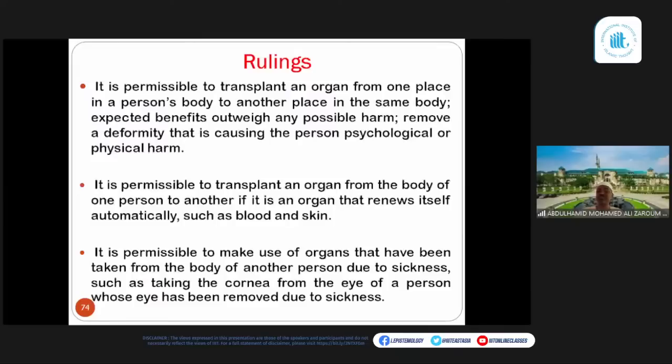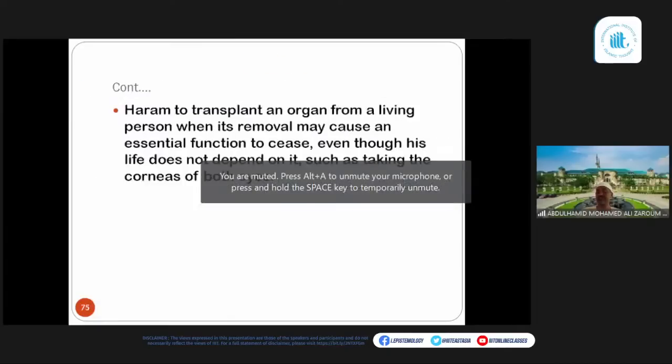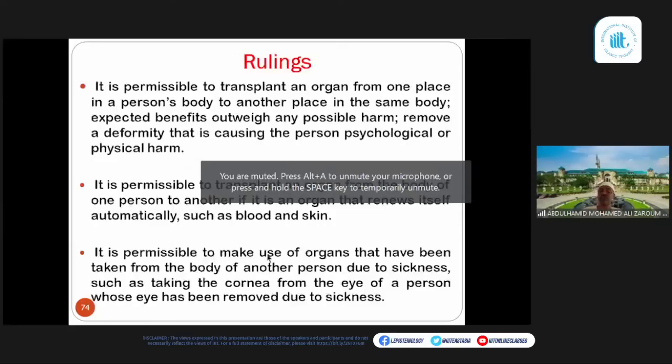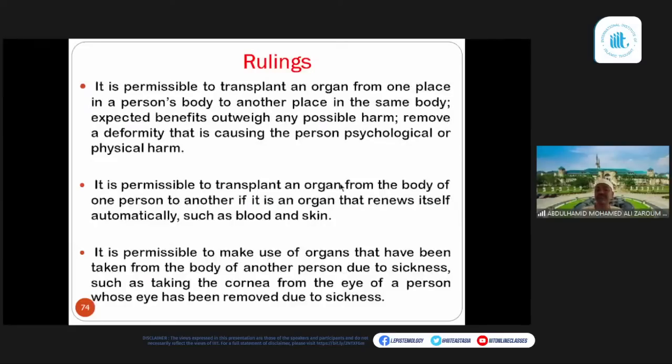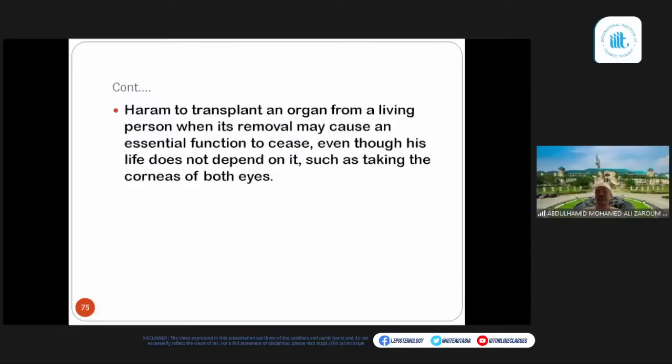It is permissible also in Islam to make use of organs that have been taken from the body of another person due to sickness. Okay, here we are talking about, again, the cornea of the eye. This guy has been sick and doctors advise him to remove his eyes. No way for him to see. The sight has gone. So the cornea, we can use it to be given to someone else, to be donated, transplanted to someone. Okay.